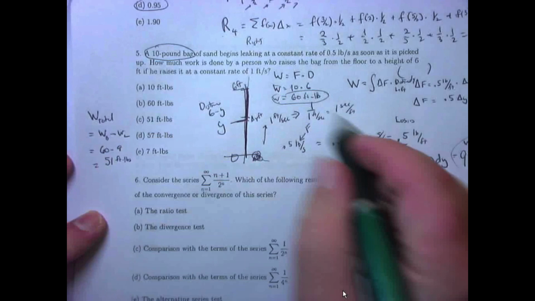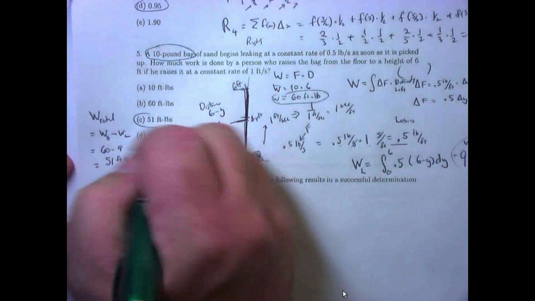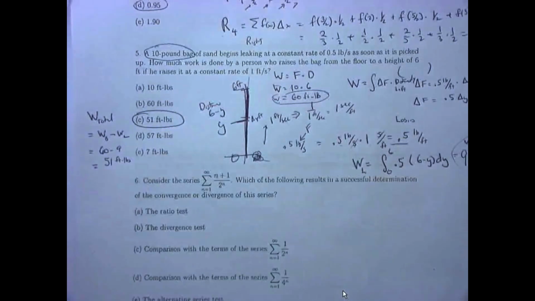I'm sorry, I forgot that first part when I was doing this because the real integral calculus is in the second part. The answer is C, 51 foot-pounds. Does that make sense? And yes, they're going to throw problems like this at you. We didn't do one like this during the class.